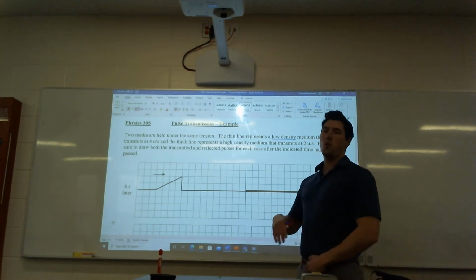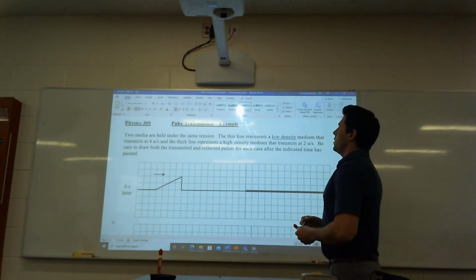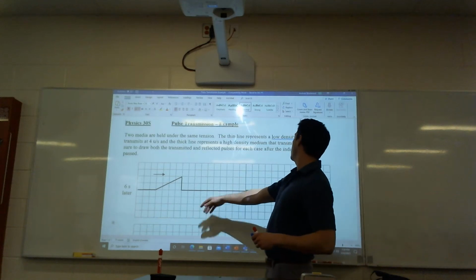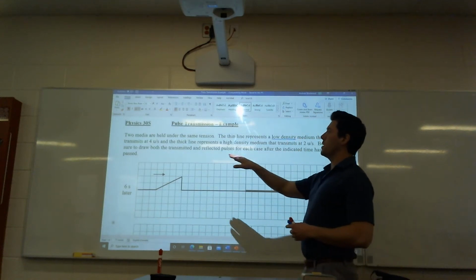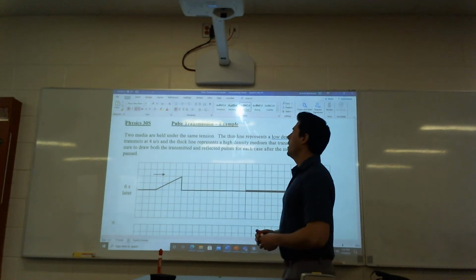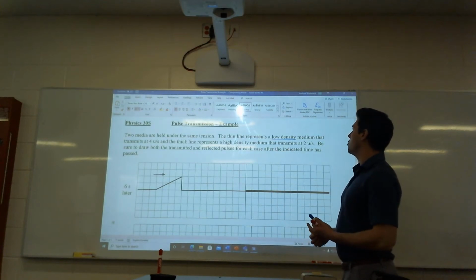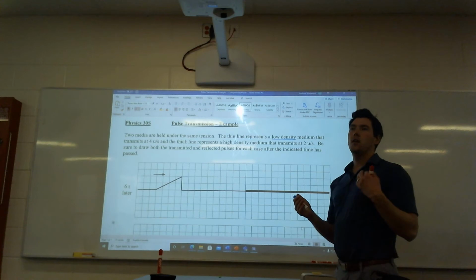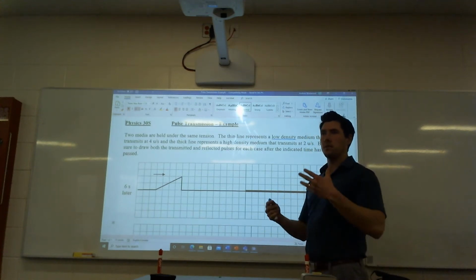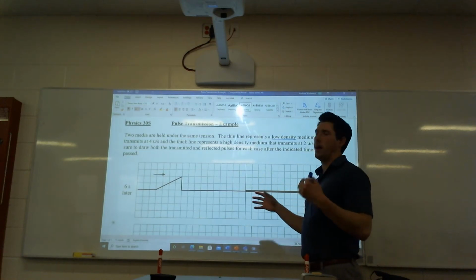Here's just the worksheet and how we're actually going to show this mathematically, or show this through our actual work. So two media are held in the same tension. The thin line represents low density. So here's our low density that can move at basically 4 units per second. So every second it's going to move 1, 2, 3, 4. And then there is a high density medium, that's this, that only moves at 2 units per second. That's because the speed is going to slow down in this high density, because the energy is harder to move in this new density. So the energy transferred has to move slower.